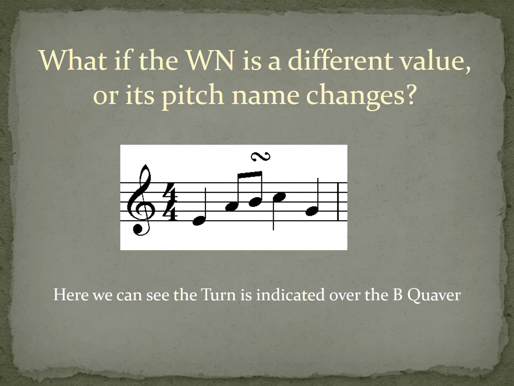So what happens if the written note is actually a different value than we originally showed in the first example? In other words, it's not a crotchet anymore. Or if its pitch name changes. Here we can see that the turn is indicated above, this time a quaver, and it's the note B.